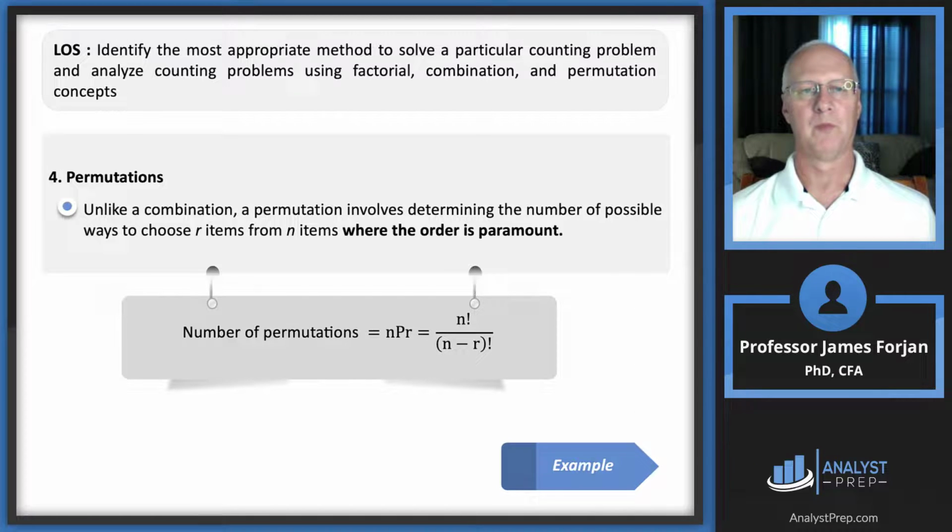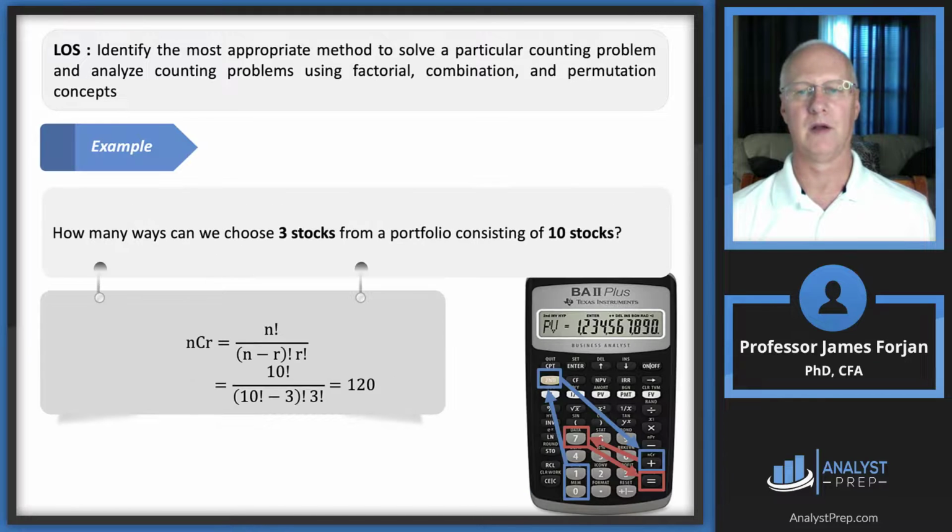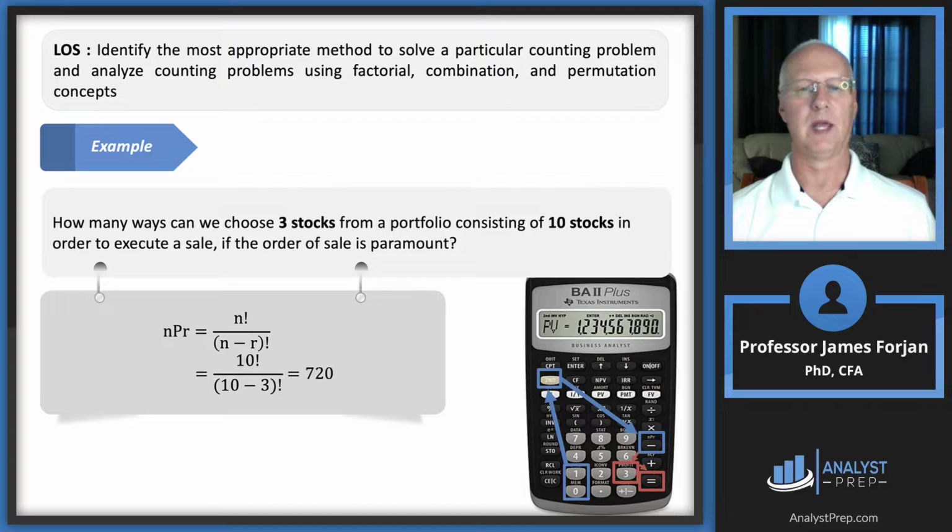Permutations. Let's suppose the number of possible ways where the order is super important. All we're going to do then is take the n factorial divided by n minus r factorial, where r is the number of items. So let's do 3 stocks from a portfolio consisting of 10 stocks in order to execute a sale, but the order of the sale is paramount, so you get 720. So what did we get on this one back here? 120, but now we get 720.